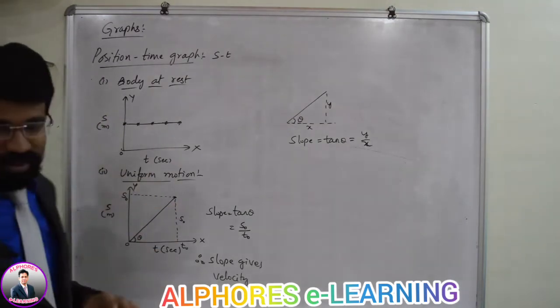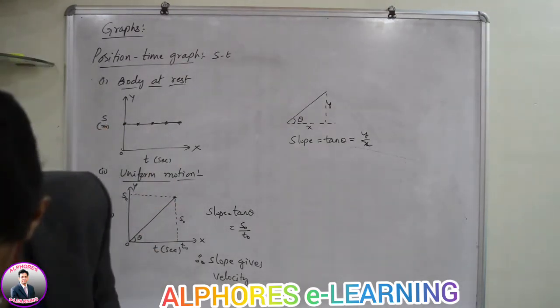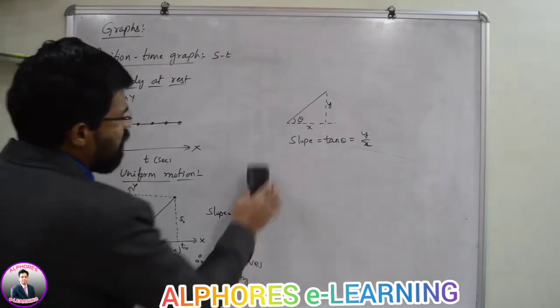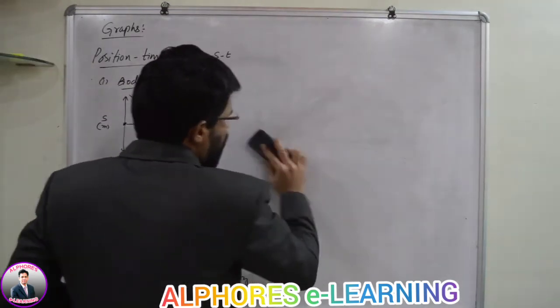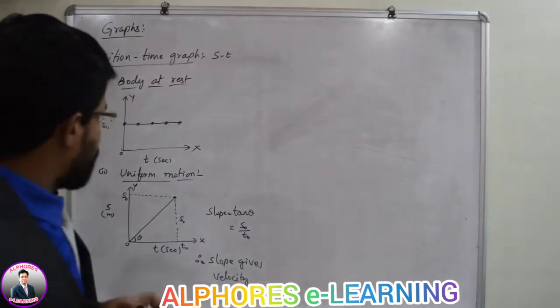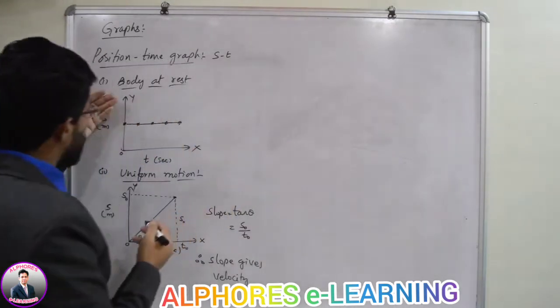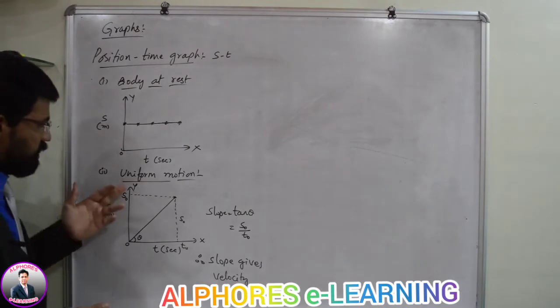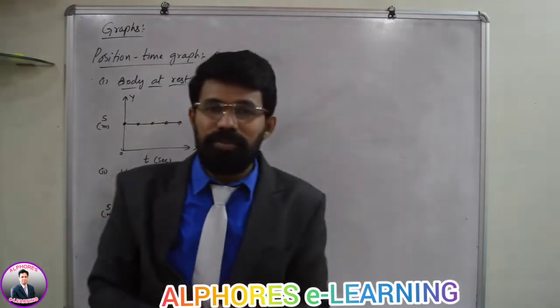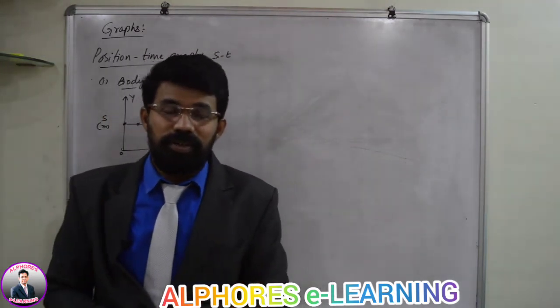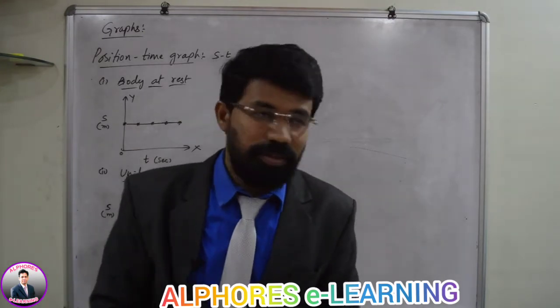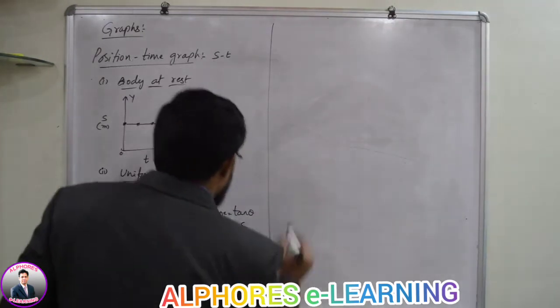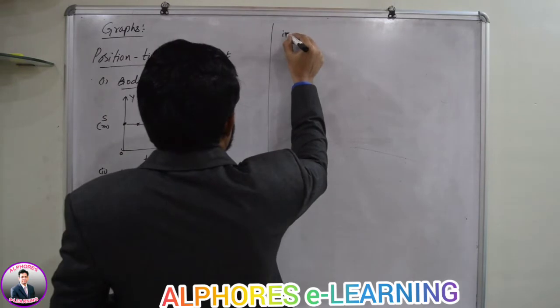So this is some useful information connected with the position time plot. Let me continue with another type of graph, like position time plot only. I'll describe the situation. Here the body is considered to be at rest position, and here the body is undergoing uniform motion. Now I'll talk about a body which is undergoing non-uniform motion. Okay, let me pick up this third possibility.